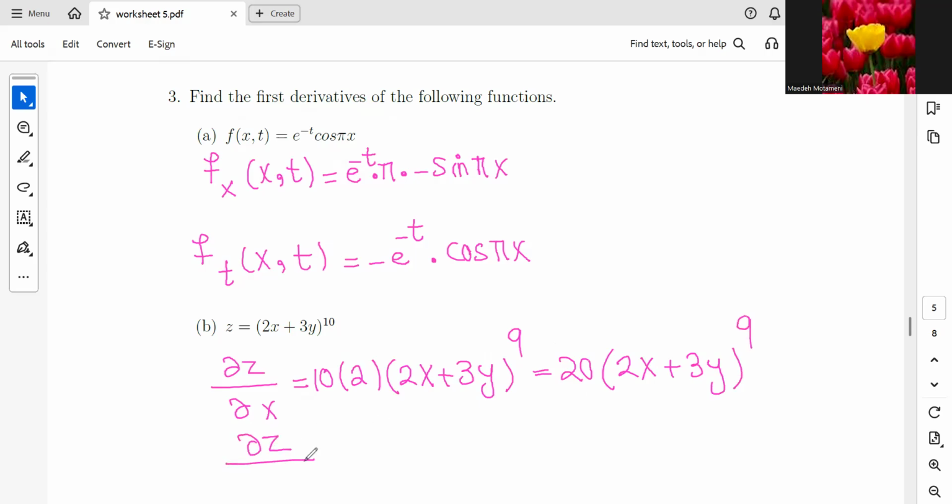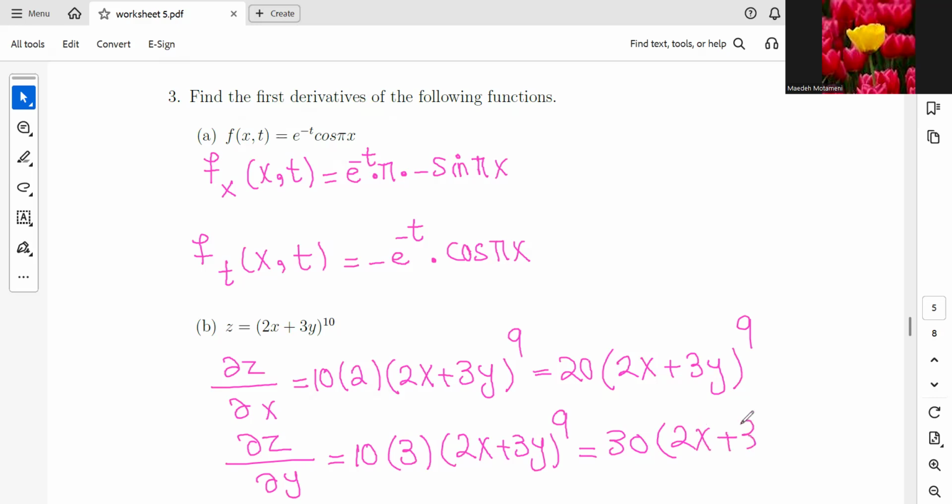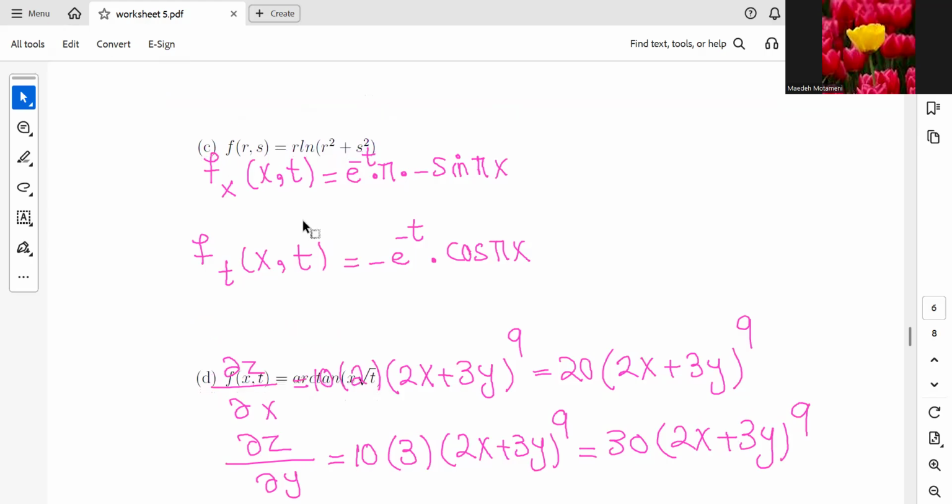When we find the partial derivative of z with respect to y, that would be the same process, but this time 10 times the derivative of the inside times 2x plus 3y to the power 9, and it will be 30 times 2x plus 3y to the power 9 here. Next part.